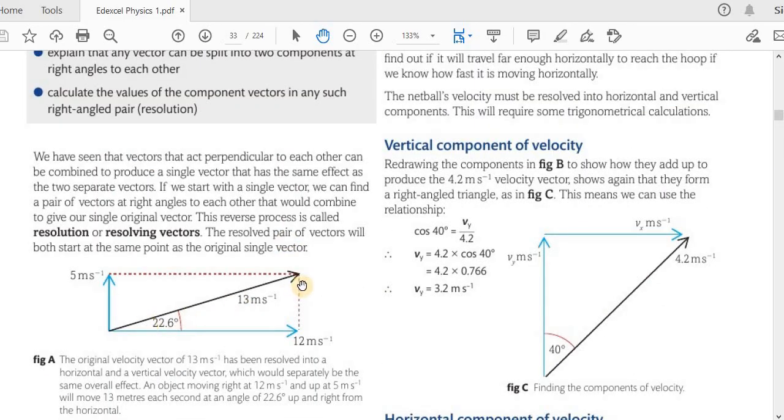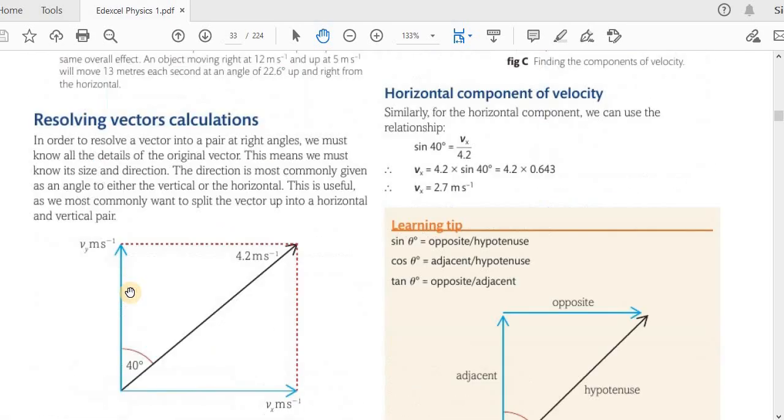If something is moving this way, that means how much distance it covers horizontally per second is 12. If it's moving at an angle of 22.6 degrees at a speed of 30 meters per second from the horizontal, measuring the angle from the horizontal, okay, then it will move vertically 5 meters per second.